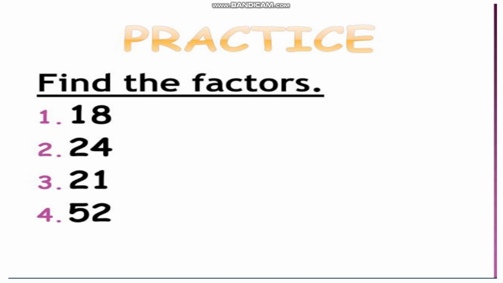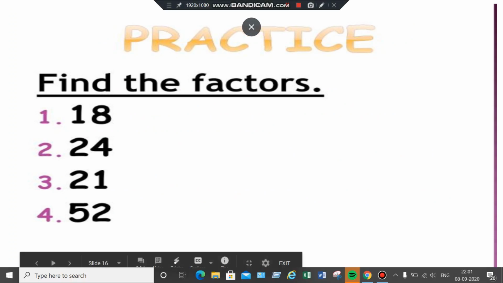Now here are some questions for your practice. Find the factors. You have to find the factors of 18, 24, 21 and 52. So you will do this in your exercises for practice.